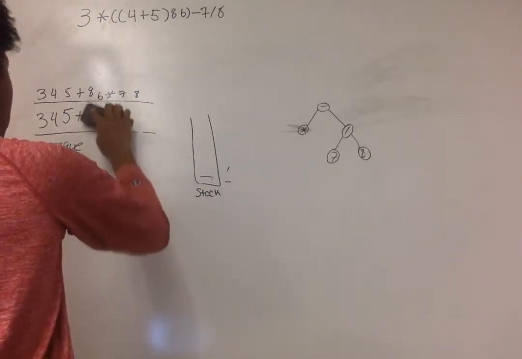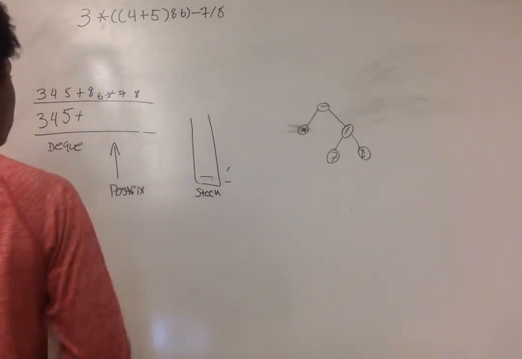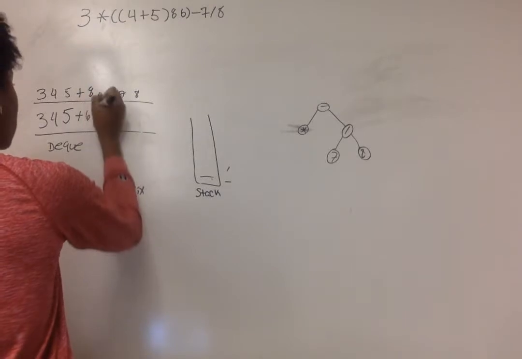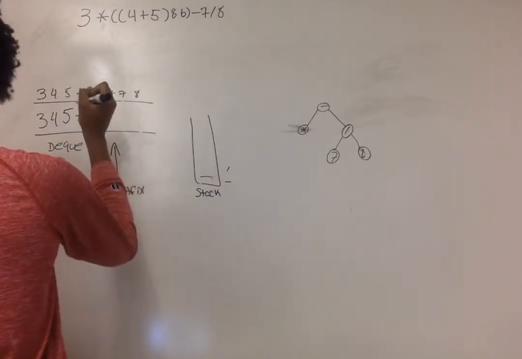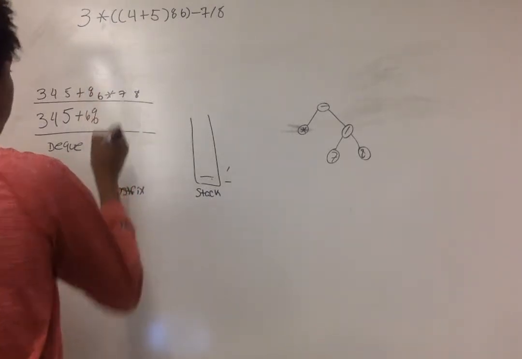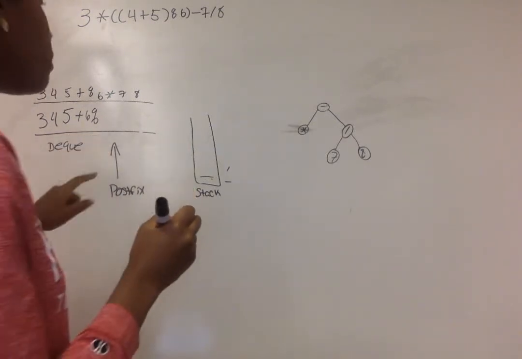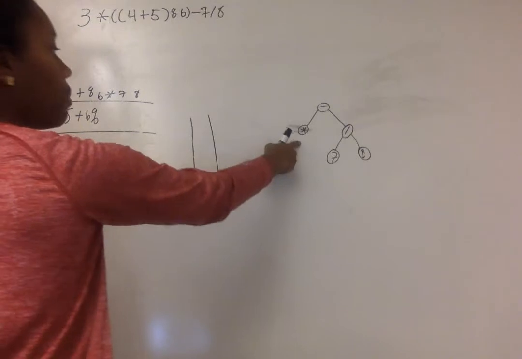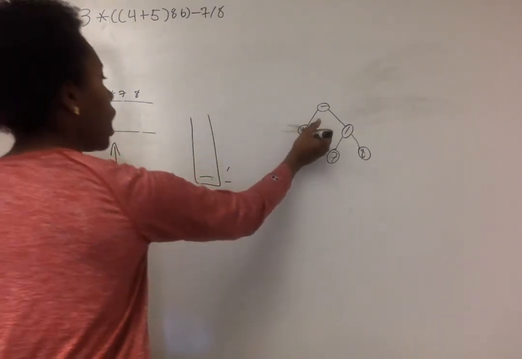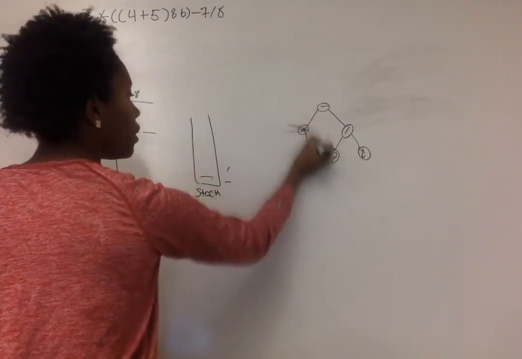It's supposed to be 6 in modulus instead of plus. I forgot. I don't know what I did wrong, but it's supposed to be 6 in modulus. So we have an operator, and the operator goes on the right.